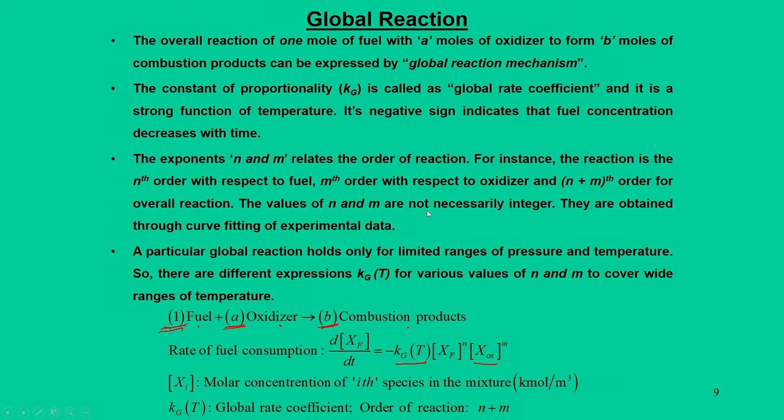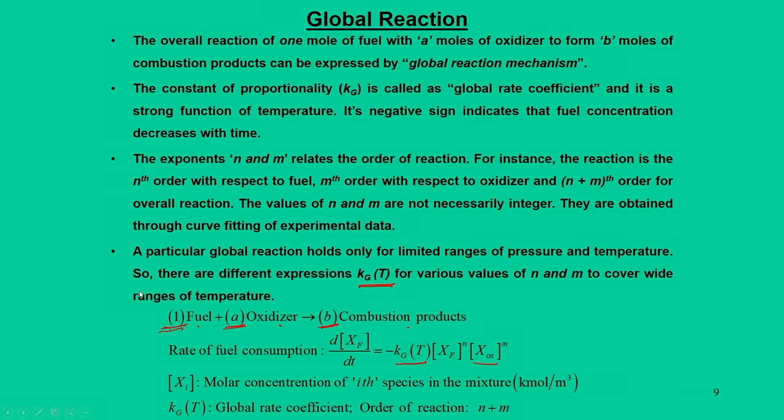The values of m and n are not necessarily integers, and they are obtained through curve fitting techniques. And this global reaction is mainly expressed by a parameter which is called the global rate coefficient, kG(T). Finding this rate coefficient is very vital to know the chemical kinetics of overall systems.